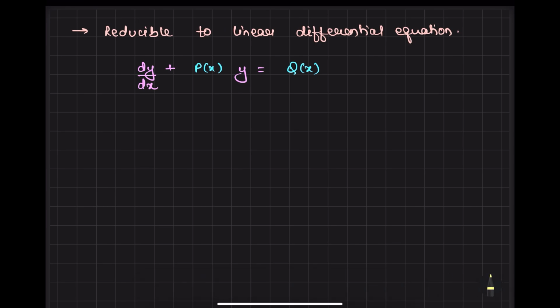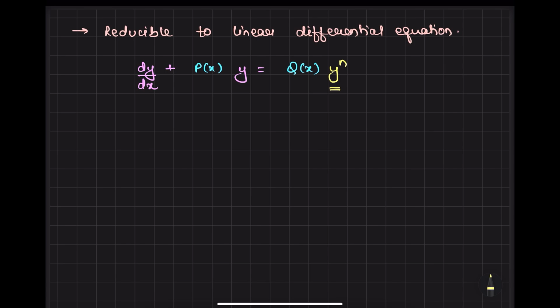But sometimes what they will do is put an additional y power n to it. Okay, and then they will ask you to solve this question. So how will you respond? My idea is, do anything but try to remove this y power n.